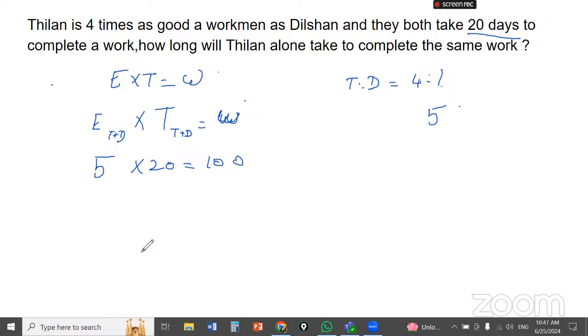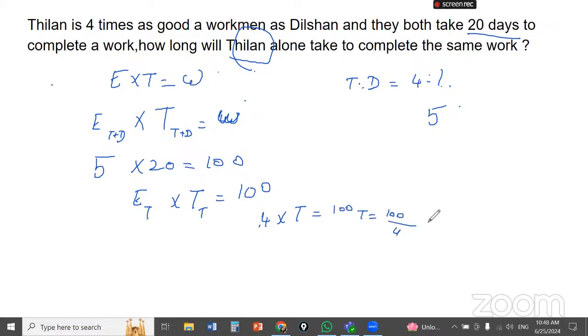And when we go for this, we are supposed to find the work done by this person alone. So we can take the efficiency of Thilan times time, that is equal to the work, which is 100 always. So the efficiency of Thilan is nothing but 4, as we have taken the 4:1 ratio. So 4 times the time is equal to 100. So T is equal to 100 upon 4, that's equal to 25. So the answer is 25 days.